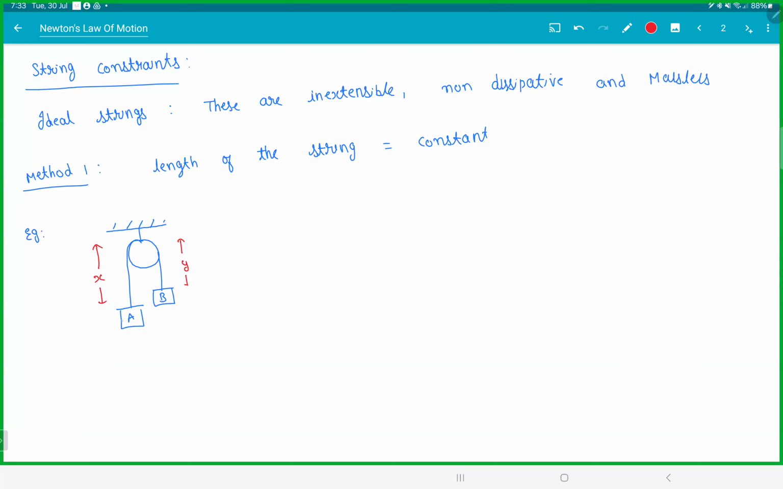Now you tell me, whenever A goes up and down, what will change? X will change. Whenever B goes up and down, what will change? Y will change. Make sense? So here x plus y is L, which is the length of the string. Differentiate on both sides.